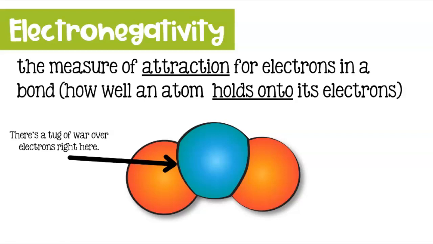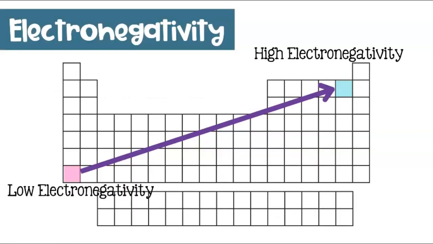Electronegativity is a measure of the attraction for the electrons in a bond, so how well an atom holds on to its electrons. Between any two atoms in a bonded molecule, there will be a tug of war over the electrons in their outer shells. Now, smaller atoms tend to have electrons closer to them, so the electrons are closer to the positive nucleus, and therefore they are more likely to be attracted to that atom.